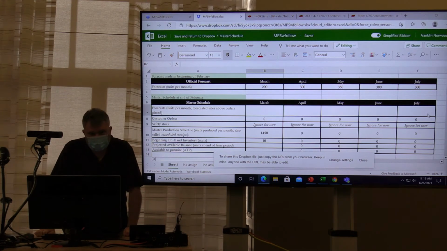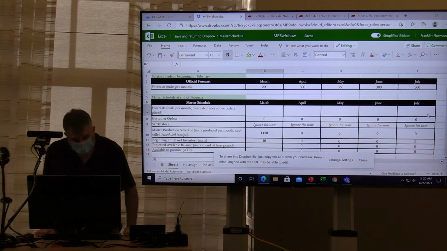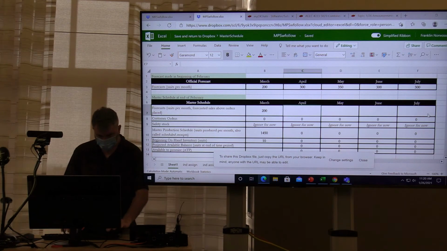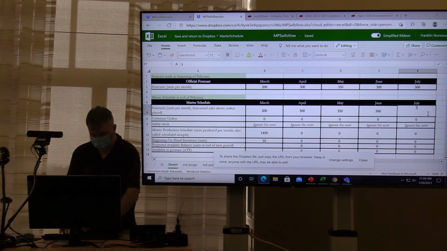Lance, any idea what we're going to put for March forecast there? 200, that's right, because there are no orders. What about April, Lance? 300, all right. Then 350, 300, 300.